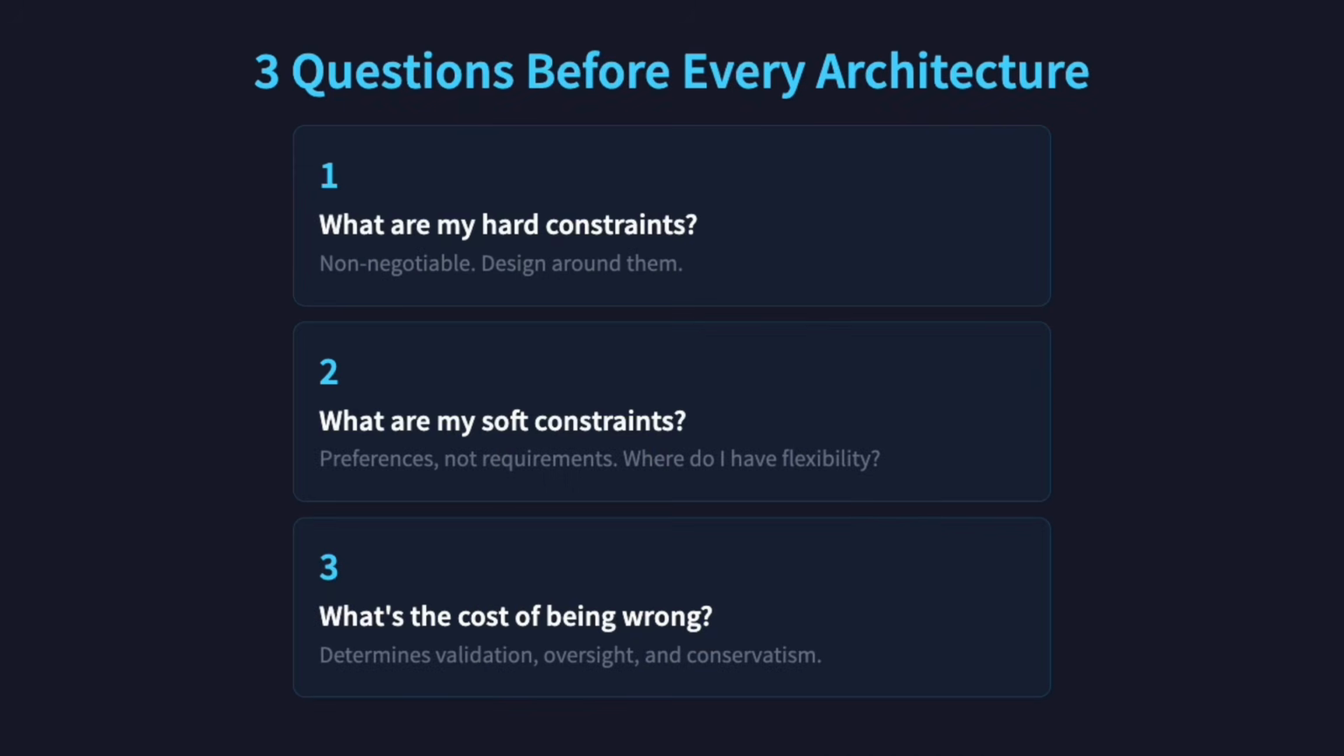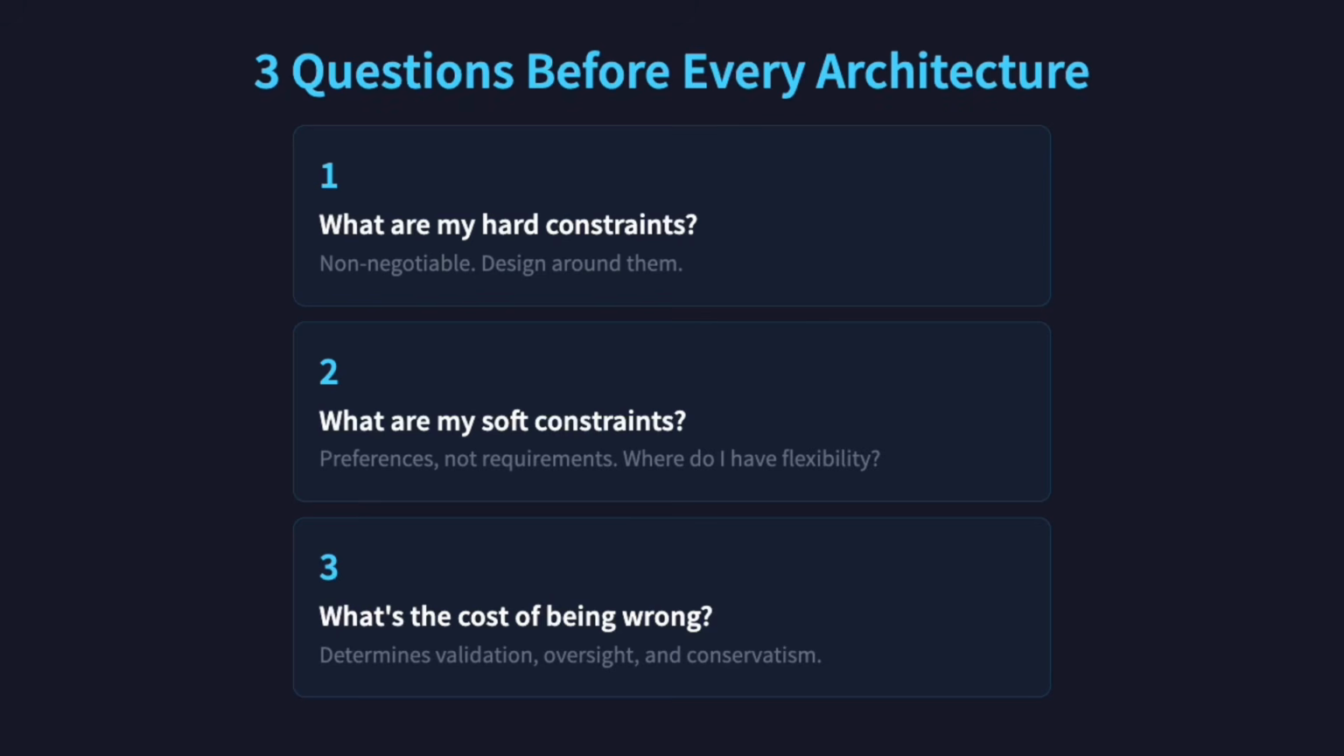And the third key question is, what is the cost of being wrong? Now, this is the question that most junior engineers never ask, and it's the most important one. If your system misclassifies a support ticket, what happens? Is it a minor inconvenience where the ticket would go to the wrong queue and maybe gets rerouted by another human?